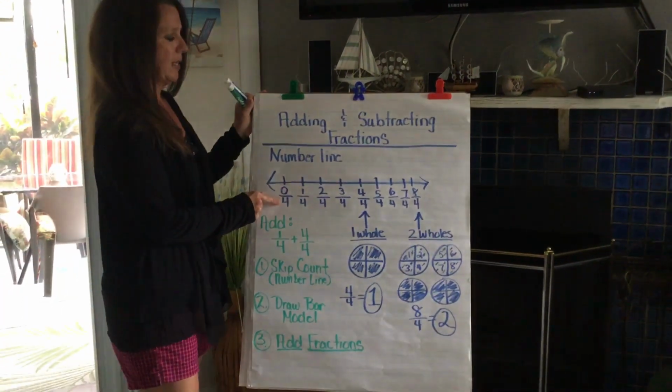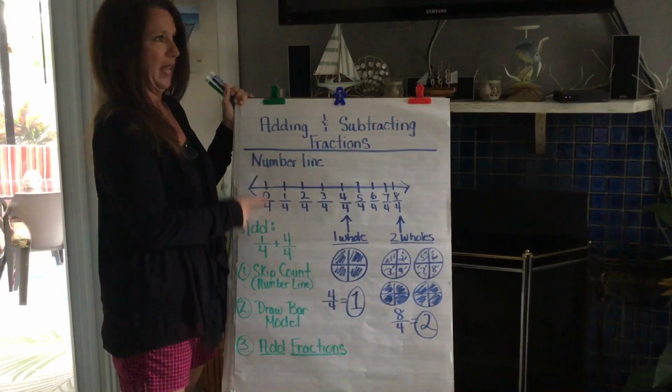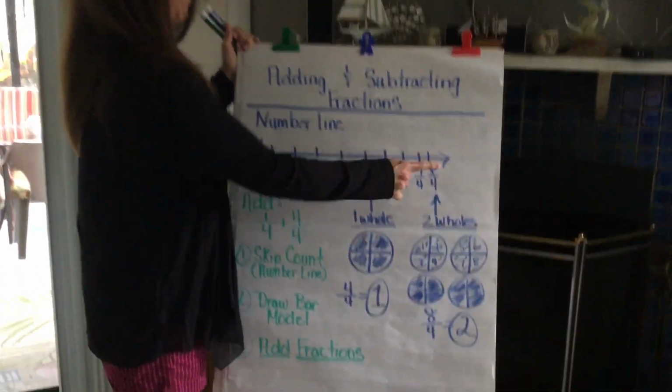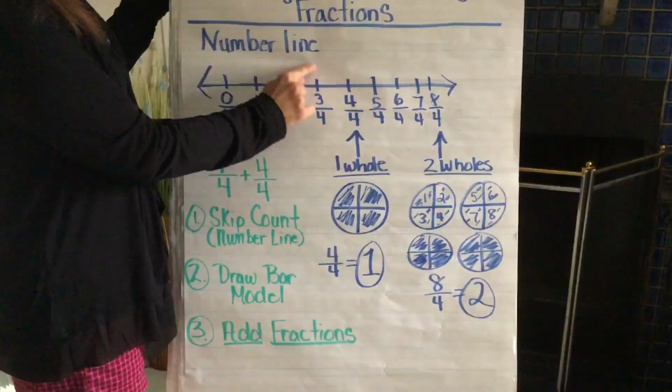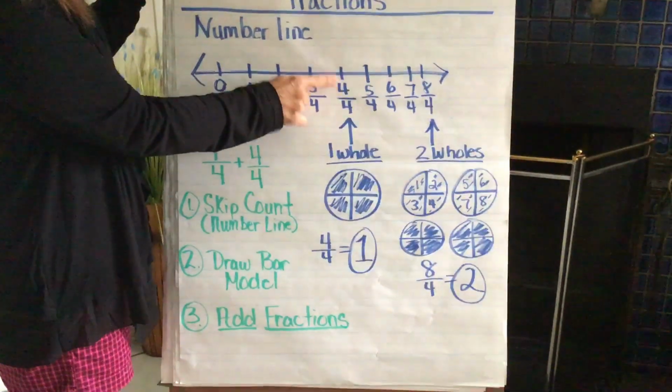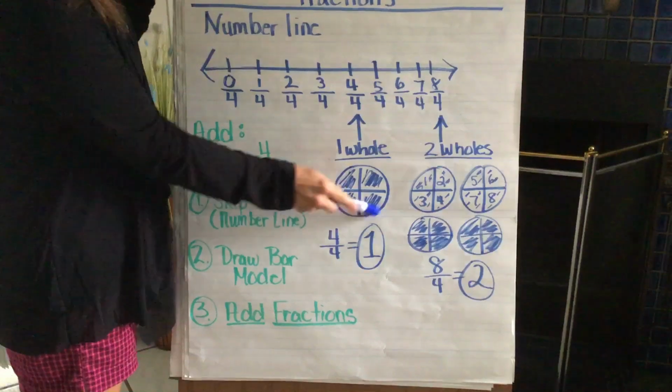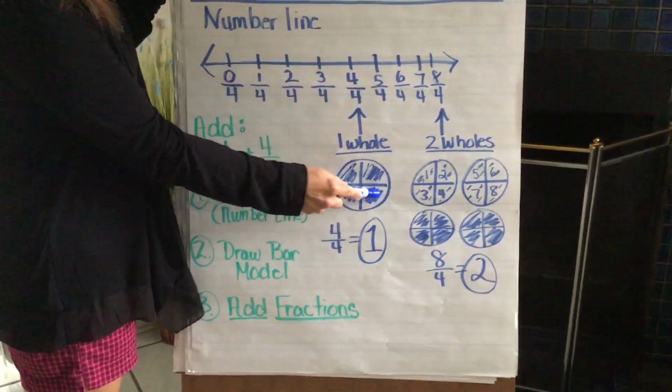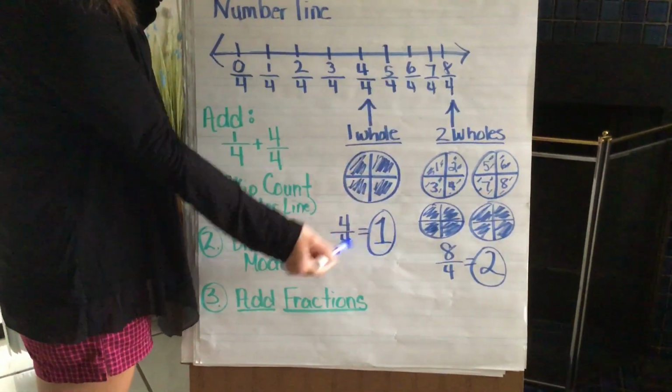So here we start at 0 fourths. That means you don't have anything. And then here we have 8 fourths. So if you were counting through this, 1/4, 2/4, 3/4, 4/4, then you get to 1 whole. And so if you have the shaded parts, it would look like this. That is equal to 4/4 or 1 whole.